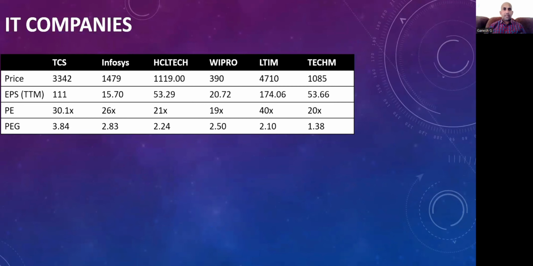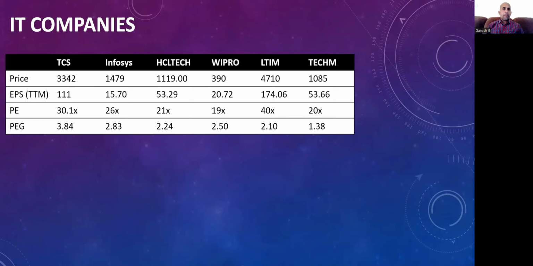Let us look into some samples. Let's take IT companies. Let's say majorly we take 6 companies: TCS, Infosys, HCL Tech, Wipro, LTI Mindtree, and Tech Mahindra. If you see these values, which stock is undervalued or which stock is good to buy based on these ratios?